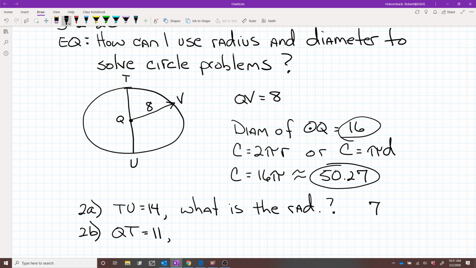what is QU? Q to U equals, yeah, they're the same, right? If Q is at the center of the circle and QT is 11, then Q to U is also 11. Because what are they both called? What are the dimensions called? Radius, very good, the radius.